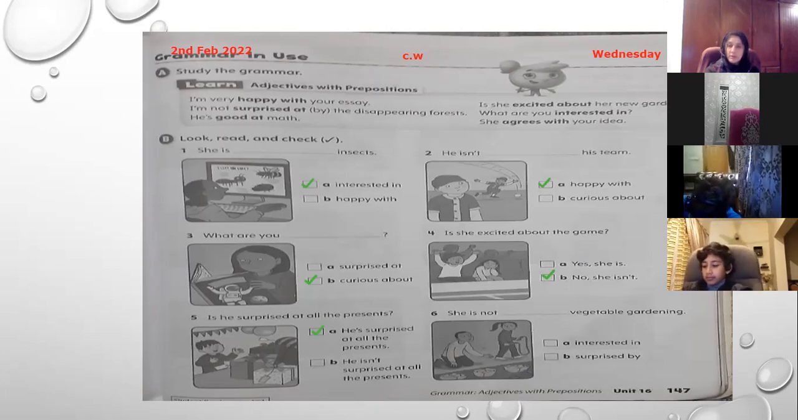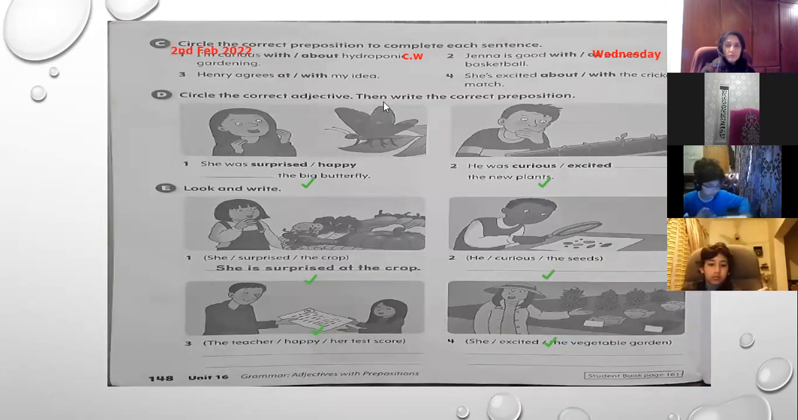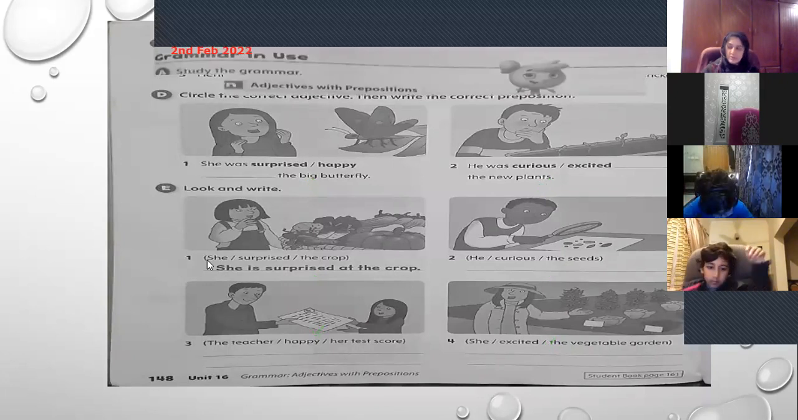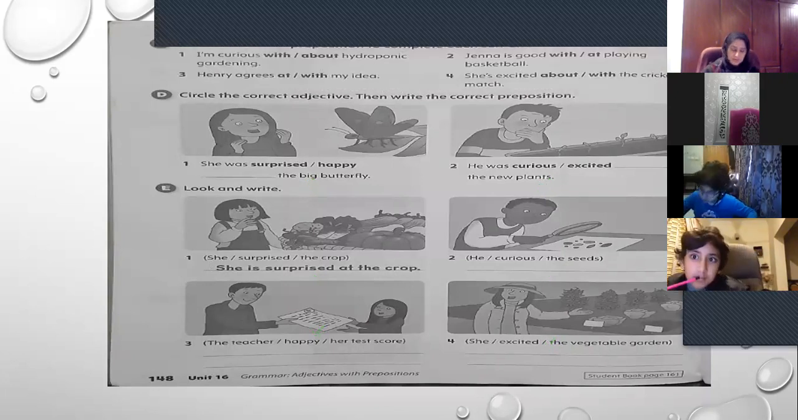What will be the correct one? She is not interested in. Okay. Okay, students, come to the next page now. That is page number 146. All of you, please come to page number 146.